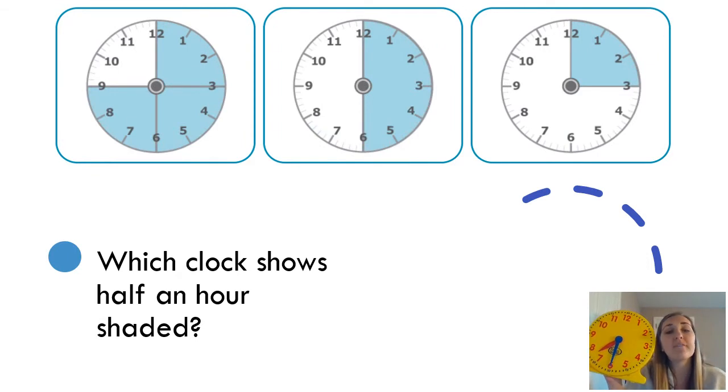Which clock shows half an hour shaded? First, second, or third? It is that one. Half hour is shaded.